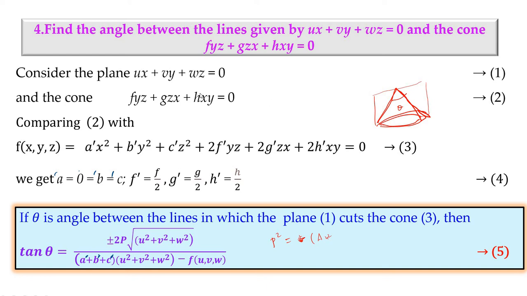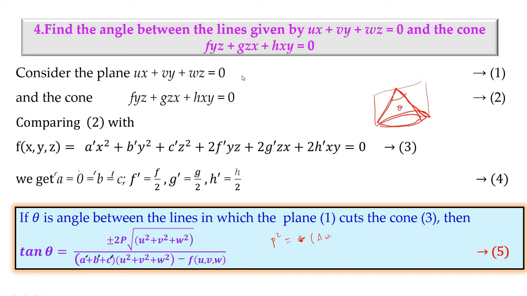But here the cone equation is this, in which you don't have the x square term, y square term, z square term. So in that case, what is your tan theta? Theta is tan inverse of whatever expression that we have. So tan theta we are trying to find. For the general case we know; in this case we have the equation of the cone in this particular form. So in such a case, what will be tan theta?